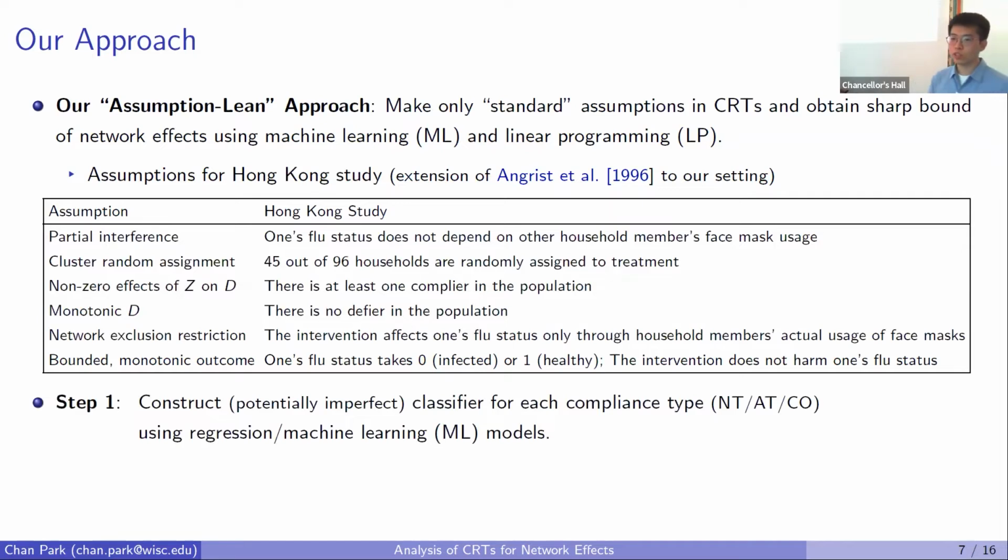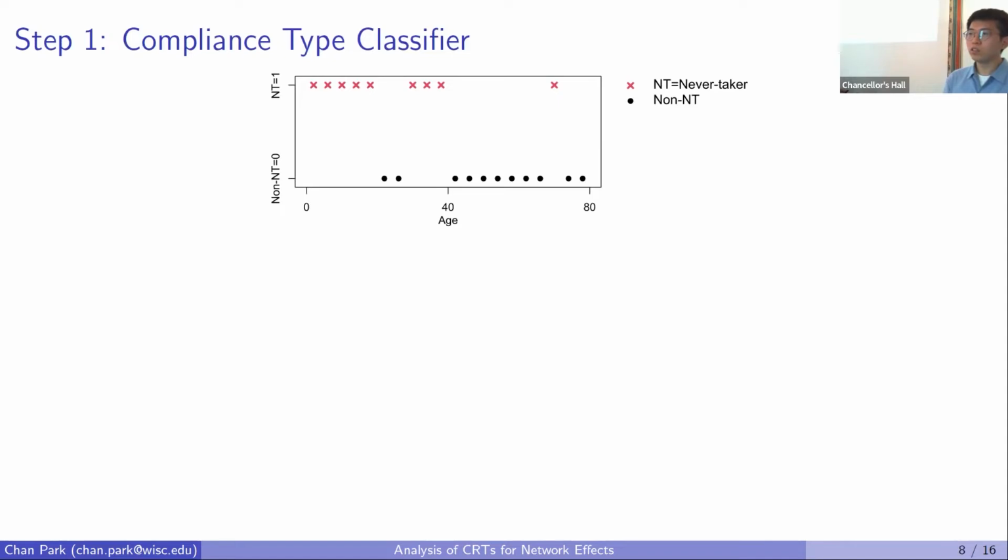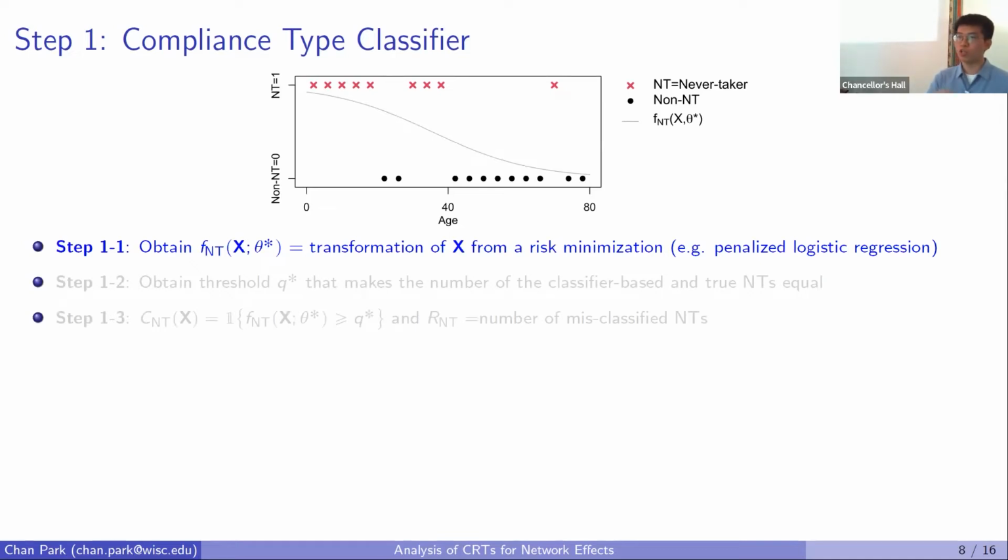In the first step, we construct classifiers, which can be potentially imperfect, for each compliance type using regression or machine learning models. In the second step, we use the classifiers from the previous step and the above assumptions to construct bounds for the network effects via linear programming. So let me go through the first step. This plot illustrates the distribution of the never takers across one age variable. As you can see, if the age is younger, then he or she tends to be a never taker. In the first step, we consider a transformation of the age variable from a risk minimization.